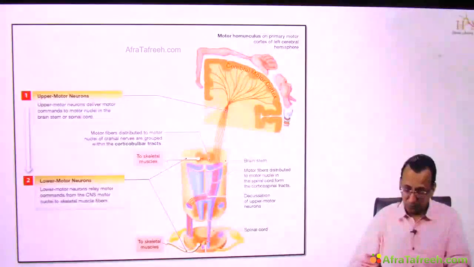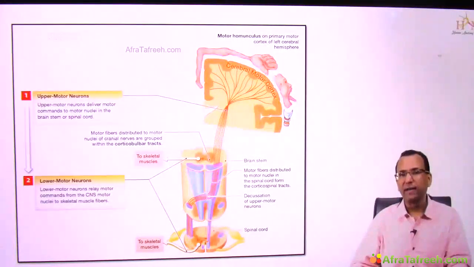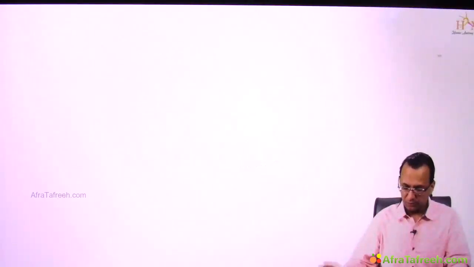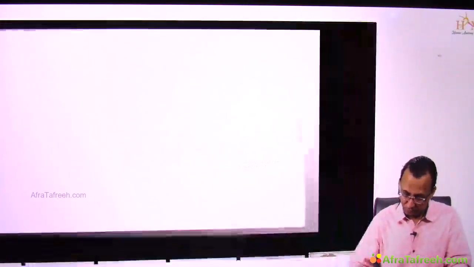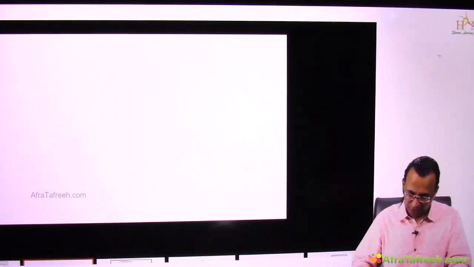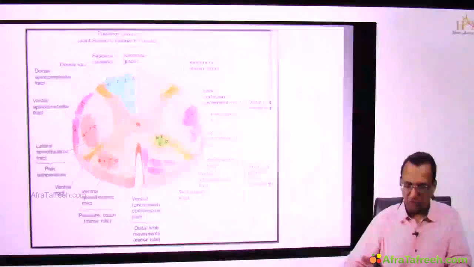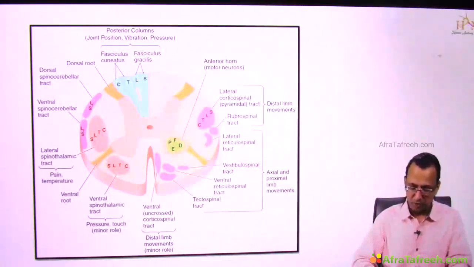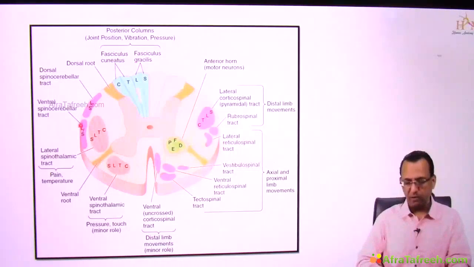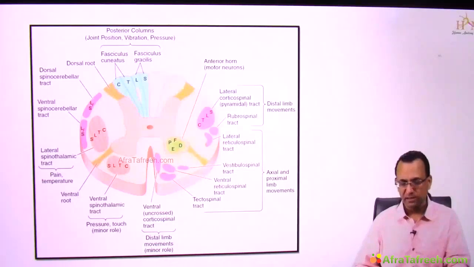Now, we are going to draw a diagram with all these details, and that is what we will be doing now. But as we are talking about all the tracts and Brown-Séquard syndrome, you have to understand that whatever fibers are passing in half of the spinal cord, most of the problems are ipsilateral. There are some problems which will be coming contralateral. We are making this diagram now.